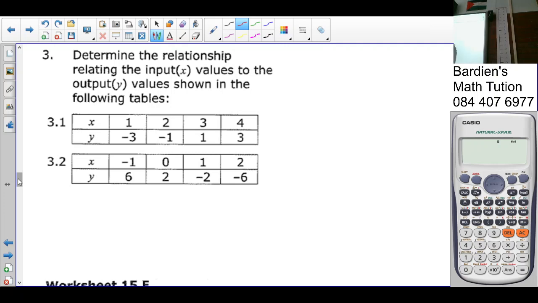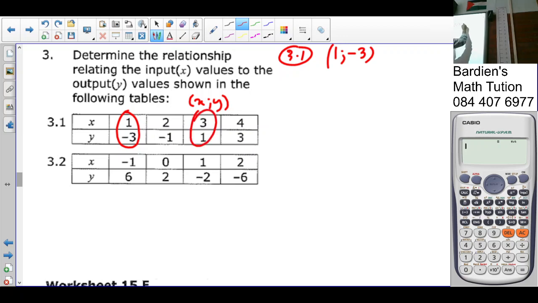Okay? So now in 3.1, together, this makes a coordinate. Remember in coordinate form, we got an x and a y. So what is this coordinate here? 1 and negative 3. And we take another point, 3 and 1. If you have taken 2 and negative 1 and 4 and 3, you're going to get the same answer. Or I take 1 and negative 3 and 4 and 3, I should get the same answer. But to calculate the equation of this line with the relationship that exists there, I only need 2 points using this method.